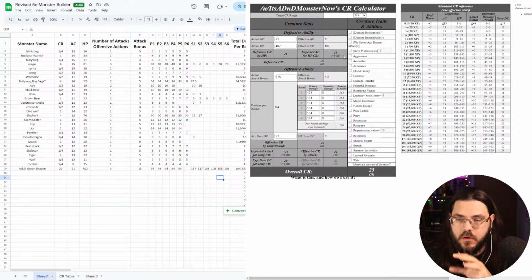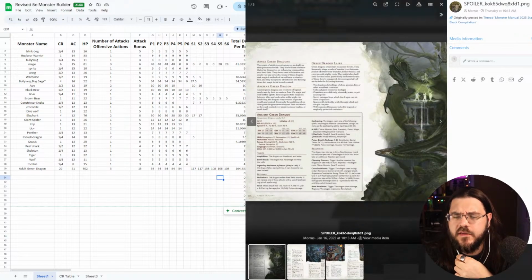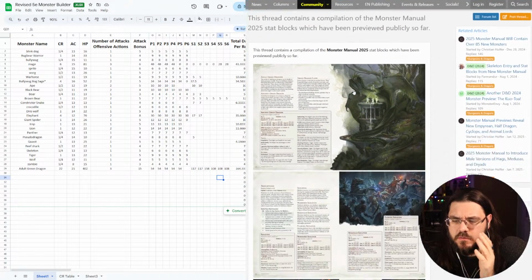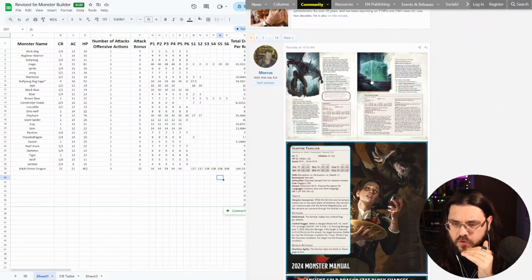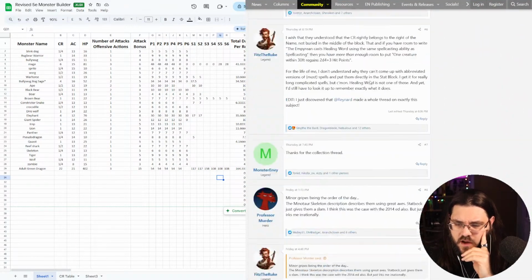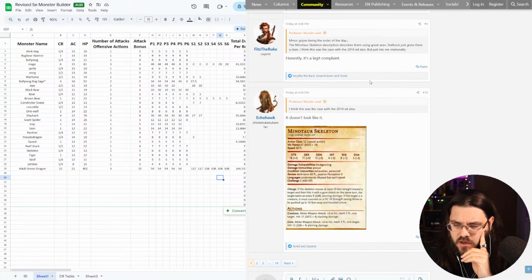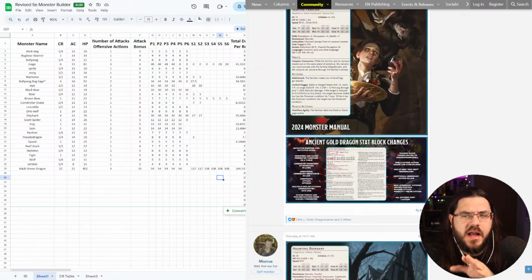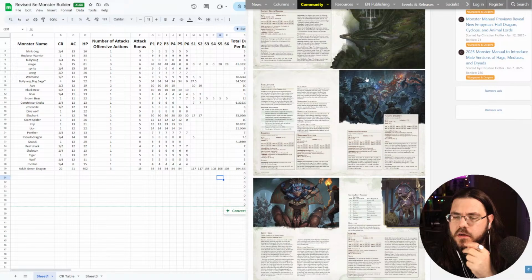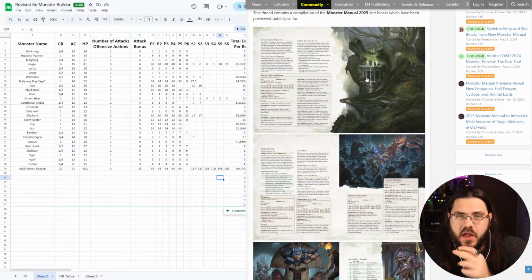23, 22. Bob says, have they released the Hydra or the Kraken yet? They might have released the Hydra. I feel like I've seen the Hydra's artwork at least. Let's have a scroll through and see whether we can see the Hydra. No, nothing for the Hydra here. I feel like I have seen the Hydra's artwork though. Nothing for the Kraken.